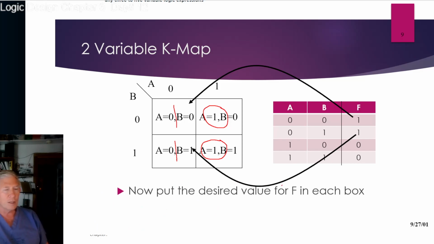And that would give us, if there were 1s in all 4 boxes, that would be the constant 1. We would drop 2 variables, have no variables left in our solution. It would just be F equals 1. Or we would tie F to our voltage. Say it's 5 volts, F would equal 5 volts. And if all the boxes were zeros, then we'd have the constant 0, and it would be F equals ground, or false.